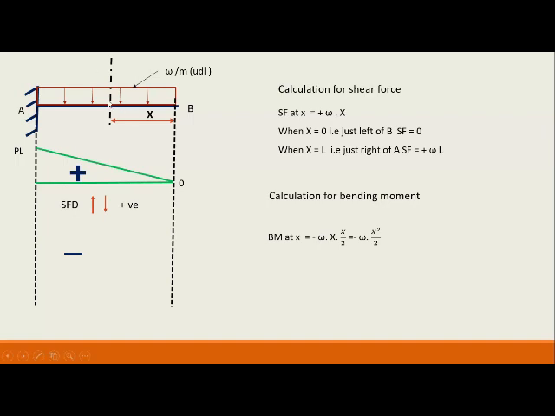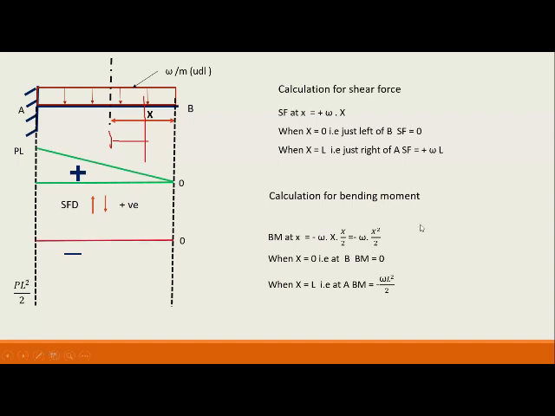As it is a rectangle, where will the CG be? The CG will be at a distance of x by 2 from here up to the center of the rectangle. So we have multiplied by x by 2, and it results in omega x square by 2. Now when x is equal to 0, BM is equal to 0, and for x equals L, it will be omega L square by 2. Now if we see the diagram, the values, it is 0 at the free end and omega L square by 2 at the fixed end. So this is the baseline.